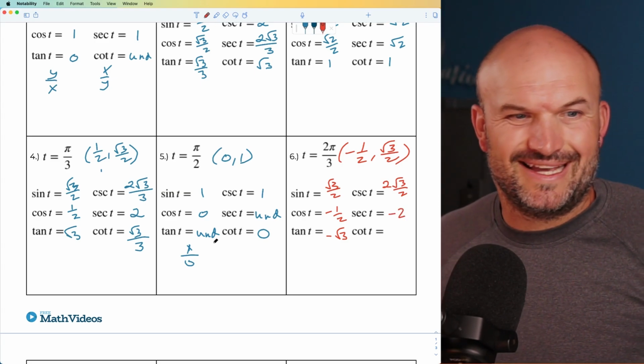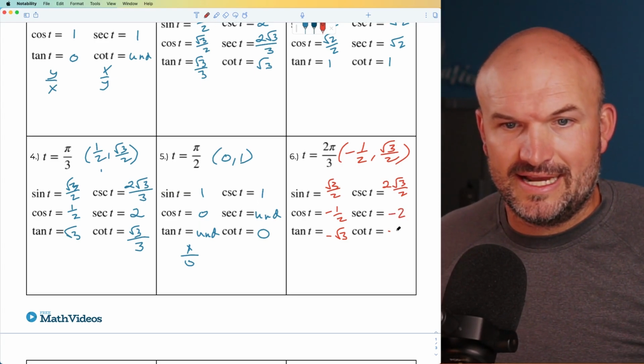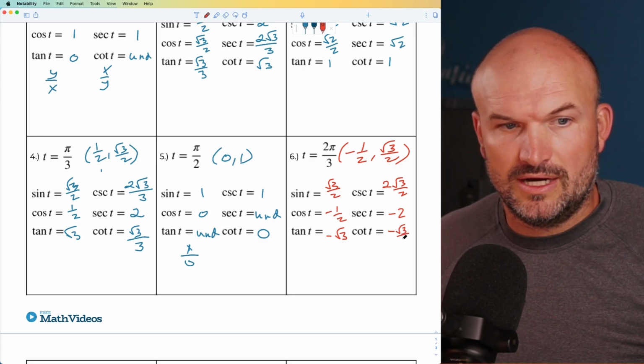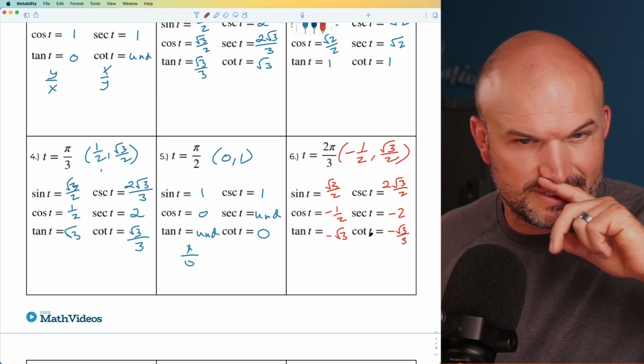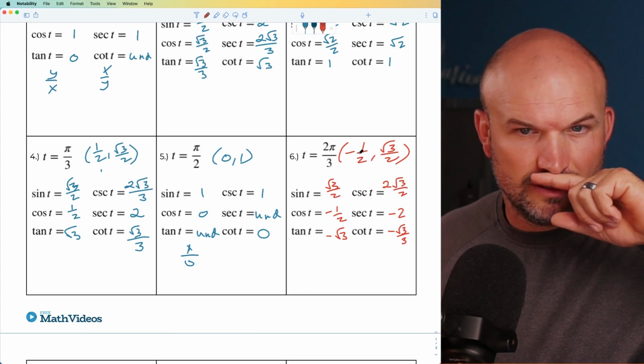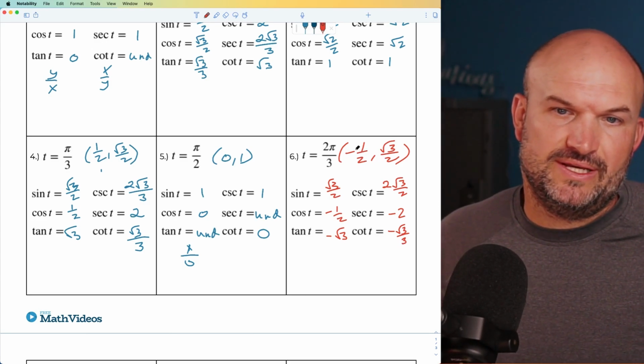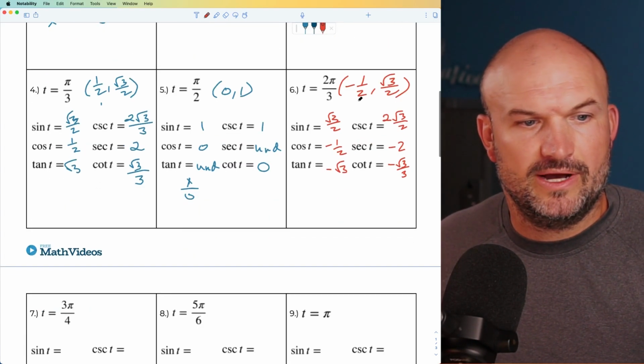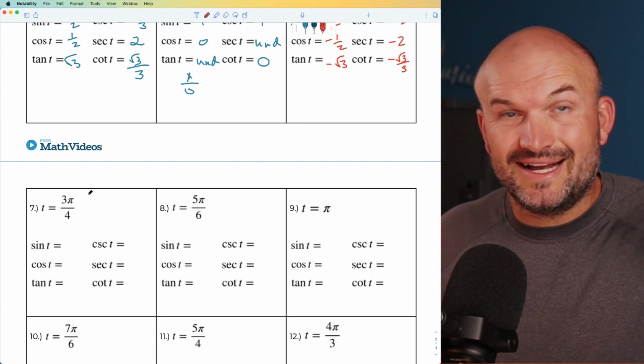And then cotangent, again, just think about this. This is going to be a negative square root of 3 over 3, right? Because the 2's are divided out, negative. This would be x over y, right? Very good. All right, so 3 pi over 4, again, just think about it.